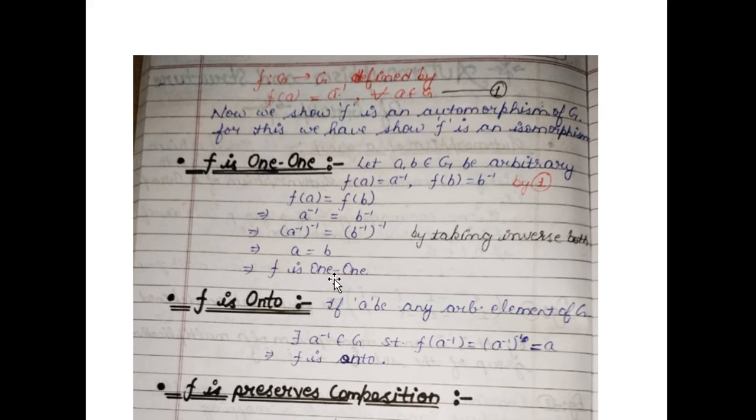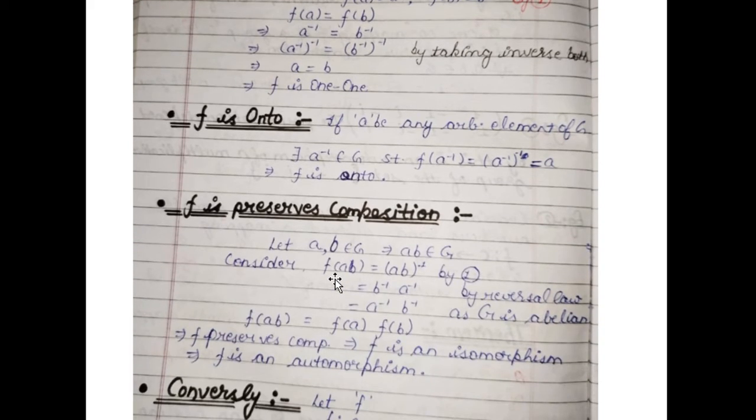This implies that F is 1-1. Now we have to show F is onto. You know a mapping is said to be onto when there exists no element unmapped in the range set. That is, all the elements of the codomain or range are images of some element of the domain. So we take A to be any arbitrary element of the range G.